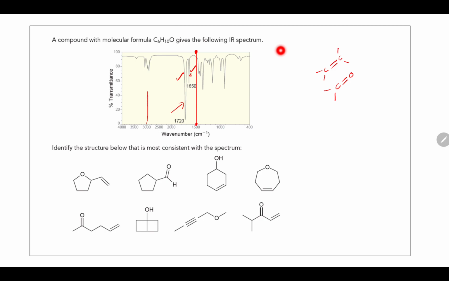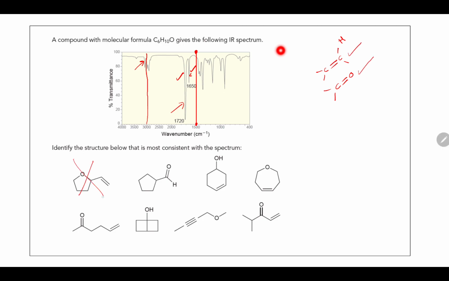If I draw this line at 3000, I can see that there is a short peak here, which is telling me that there is a hydrogen at a double bond. So this is all the information which I can get from the IR spectrum. Now let's look at the structures. So our compound should have a double bond O and should have a double bond.